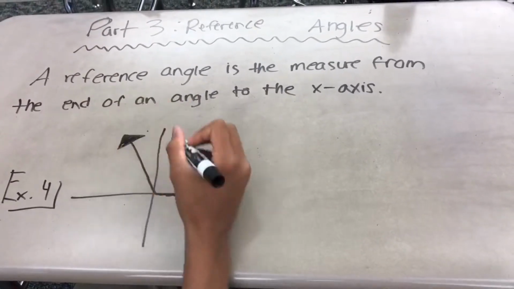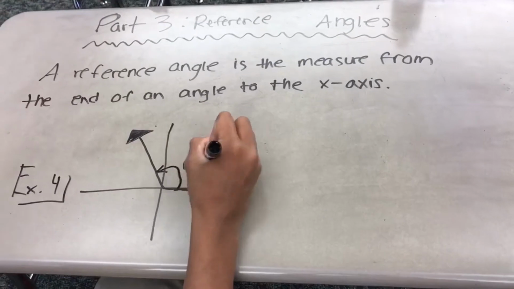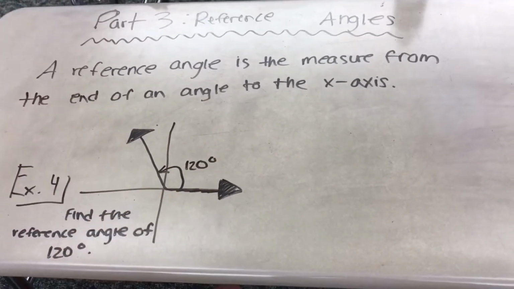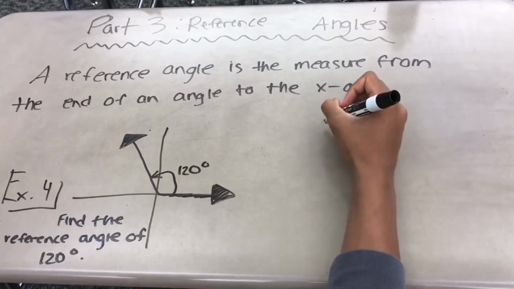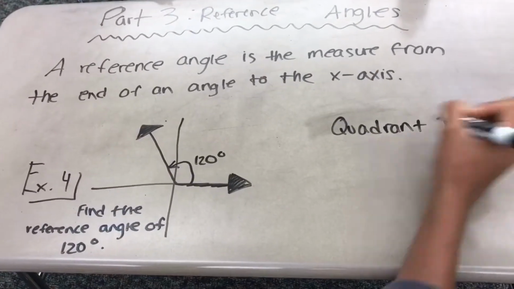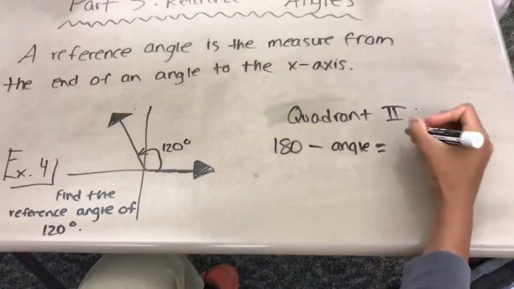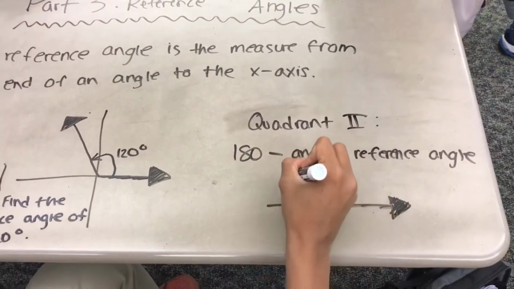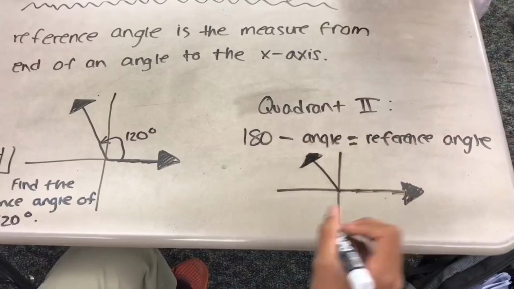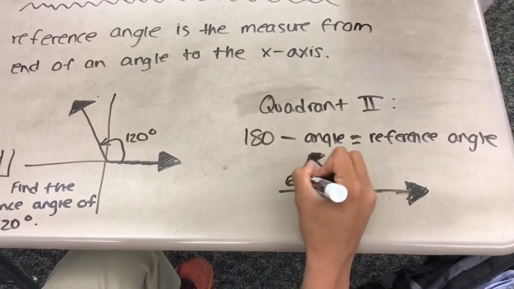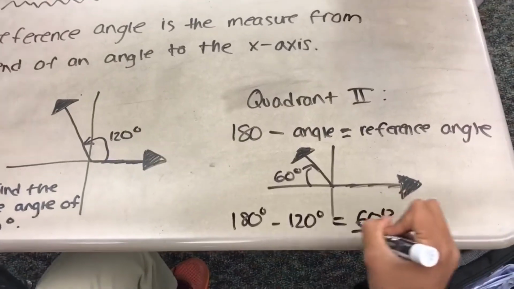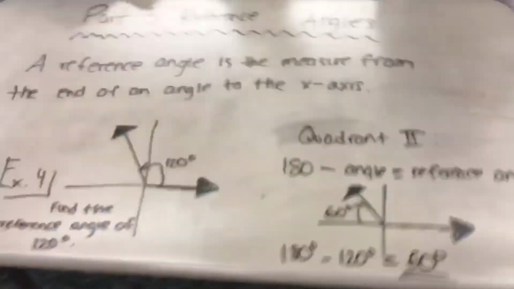So, as you can see here, you have your 120 degree angle. The reference angle is going to be from the end of that to the x-axis in the second quadrant. And as you can see here, you can find the reference angle by doing 180 degrees minus your main angle, and that is going to be equal to your reference angle. It's easy as that, and you can see more visual representation of that here.